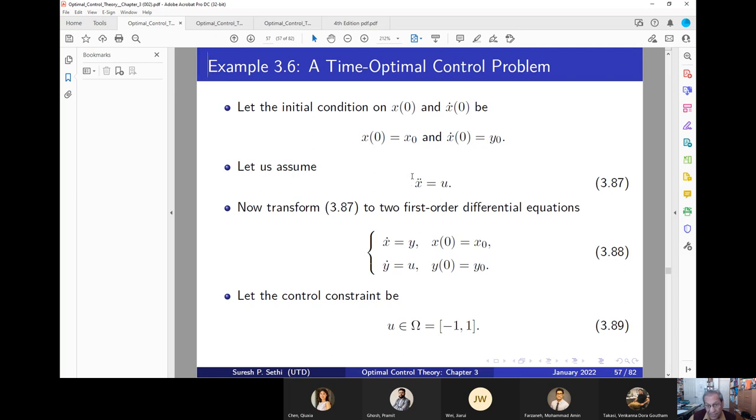So you break this down into two. You call this y dot, because acceleration is the first derivative of the velocity. So that's y dot equal to u. And x dot is the velocity, so that's y. So this equation can be rewritten as two equations.